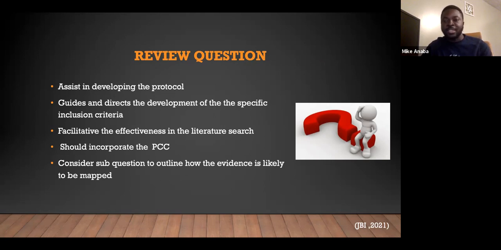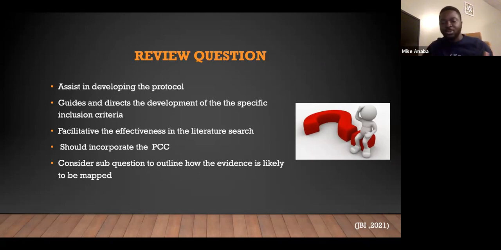And again, it's also important that your research question incorporates the population, the concept, and the context that you are looking at. And lastly, your research question might also come with sub questions. So let's say you have a main theme, like well-being, which is a very huge concept, right? It has other sub concepts under it.